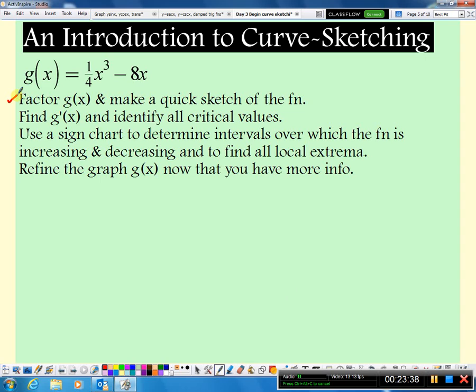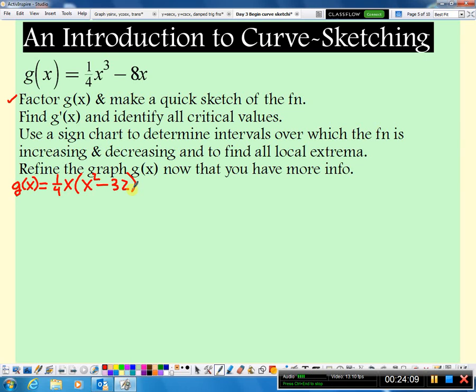If I factor g of x, I'm going to factor out a 1/4 x as a GCF. That's going to leave me x squared minus, and I think I'm going to have a 4th of 32 to give me the 8x. I'm double checking: 1/4 x times x squared is 1/4 x cubed. Ding. 1/4 x times negative 32 is negative 8x. All right, so I've got that. Now that doesn't factor further.